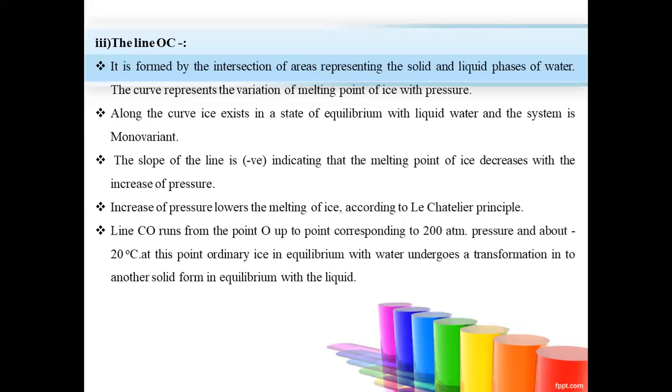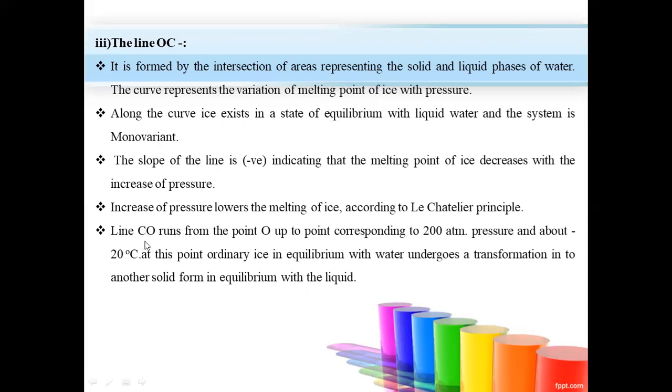The curve OC is formed by the intersection of areas representing the solid and liquid phase of water. The curve represents the variation of melting point of ice with pressure. Along the curve, ice exists in a state of equilibrium with the liquid water and the system is a monovariant. The slope of the line is negative, indicating that the melting point of ice decreases with the increase of pressure, according to the Le Chatelier principle.